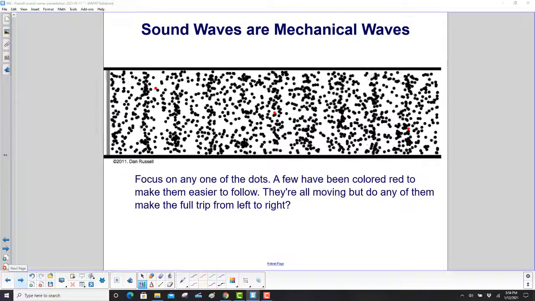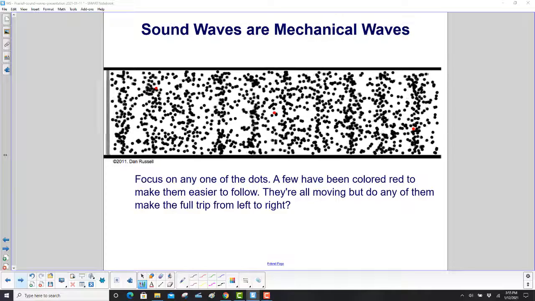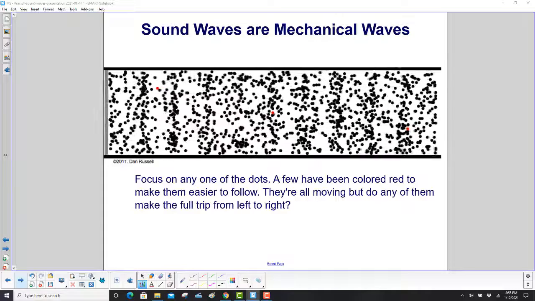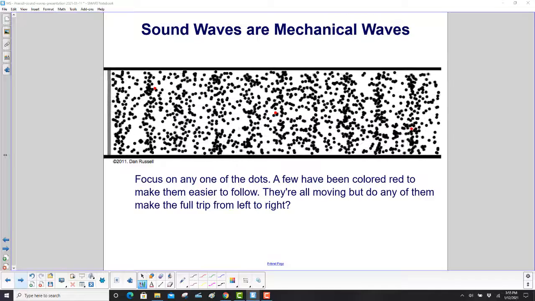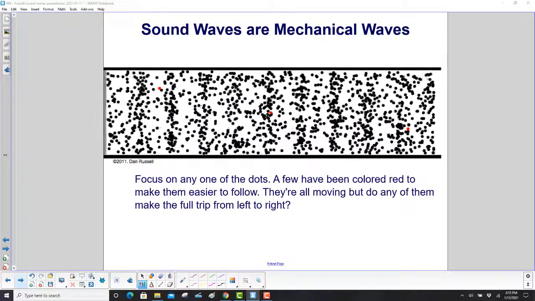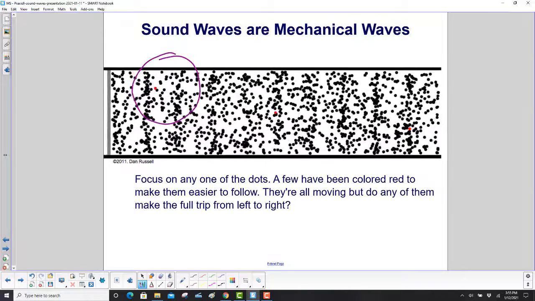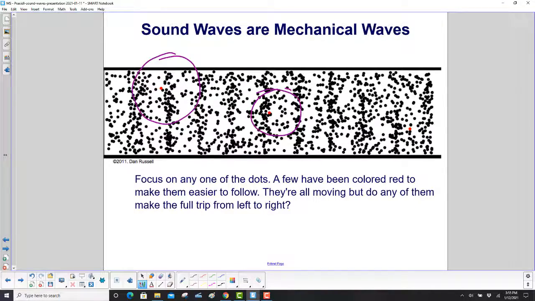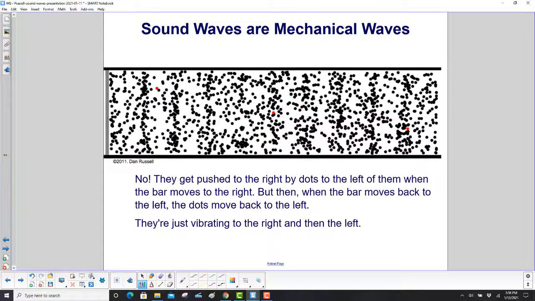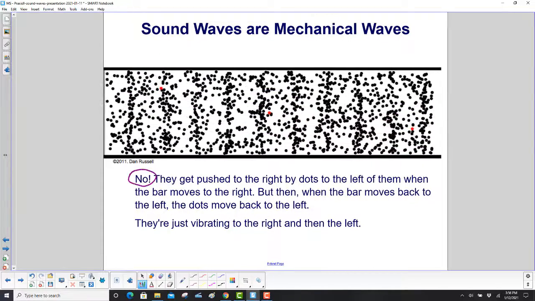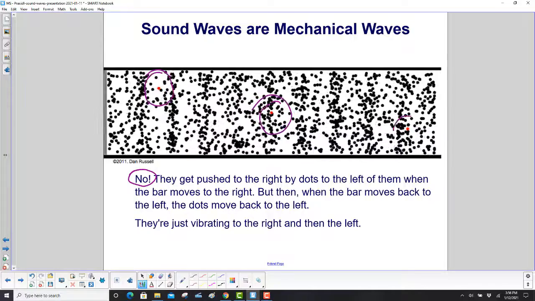Now, focus on any one of the dots. A few have been colored red to make them easier to follow, and if you can't see the red, just try and find some other dot. They're all moving, but do any of them make the full trip from the left to the right? So let's see, there's one red dot in the middle there, here's another one, and here's the other one.